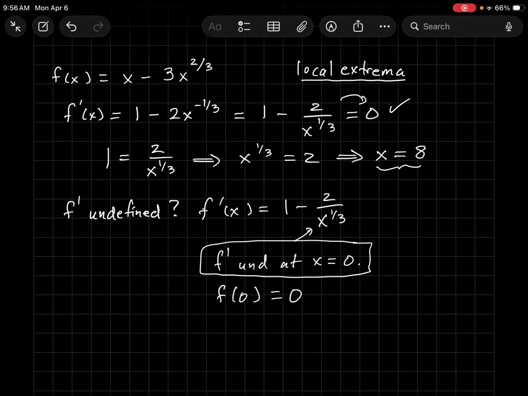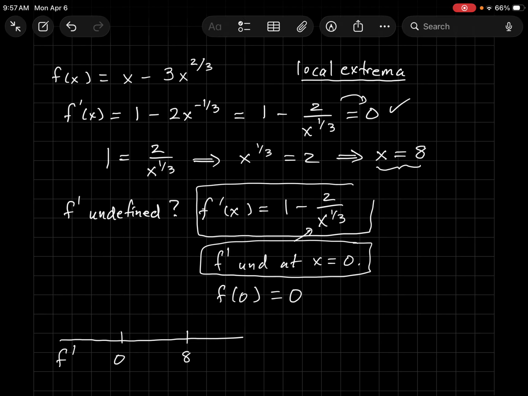So let's build our number line here with f prime, and then in order we have our critical points of 0 and 8. And we need to plug in values into our derivative and see what happens. So I'll plug in, say, x equals negative 1. Let me work this one out. F prime of negative 1 is 1 minus 2 over the cube root of negative 1, which is negative 1. Notice that equals 3. The only thing I really care about is that it is positive. So I'll put a positive down in my sign chart.